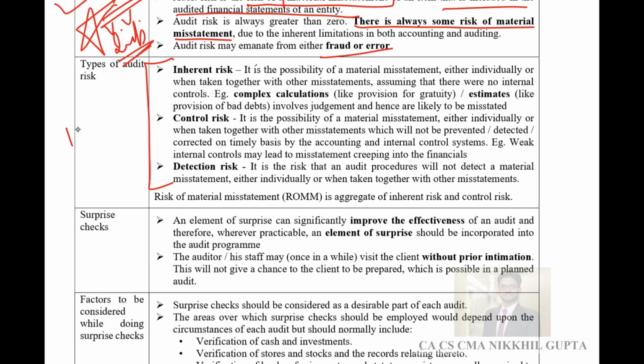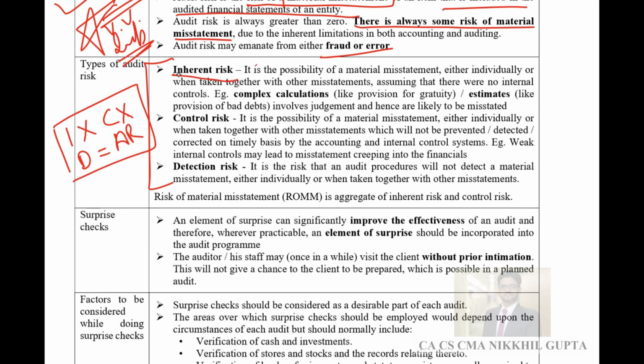Now what are the types of audit risk? There are 3 types of audit risk: inherent risk, control risk, detection risk. And if we multiply all 3 of them, then it gives us audit risk. So if I apply a formula to audit risk: audit risk is equal to inherent risk multiplied by control risk multiplied by detection risk. So what are these three risks? We are going to study them now.